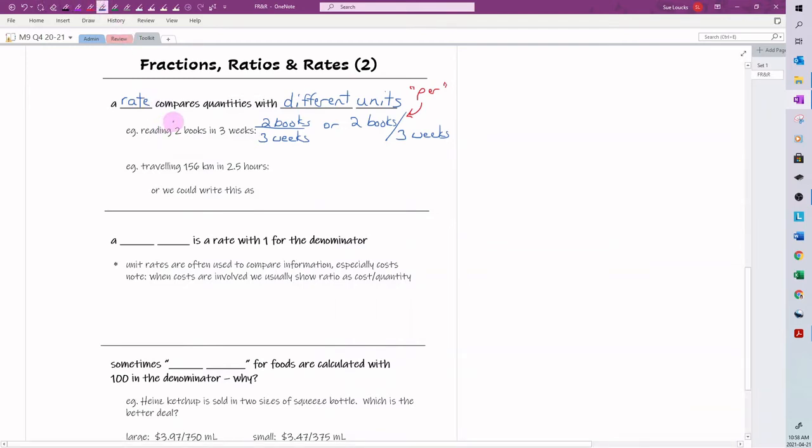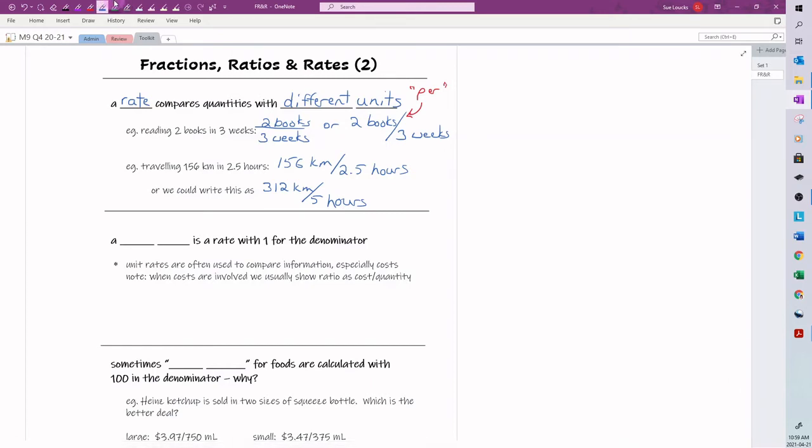I have traveling 156 kilometers in 2.5 hours. I could do that as 156 kilometers per 2.5 hours. Or I could write this as 312 kilometers in 5 hours. Okay, then I've gotten rid of my decimal. Notice that I have to have units because the units are different. So if the units are different, I need to tell you what the units are.